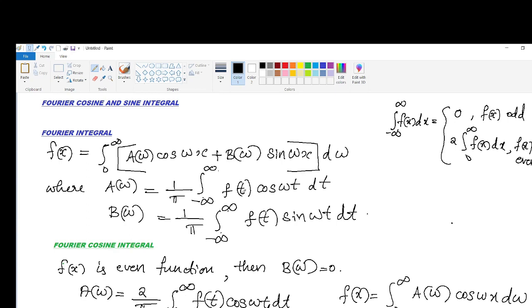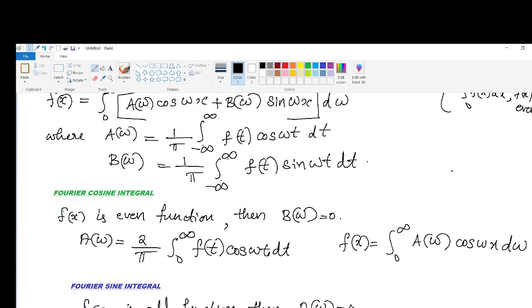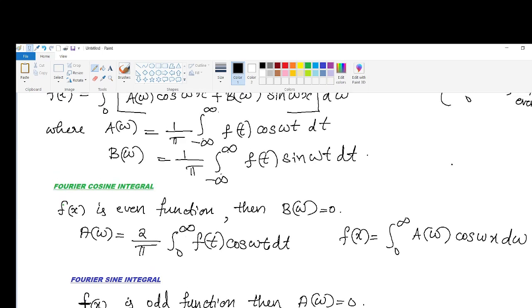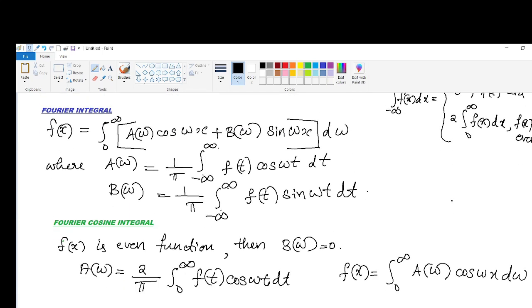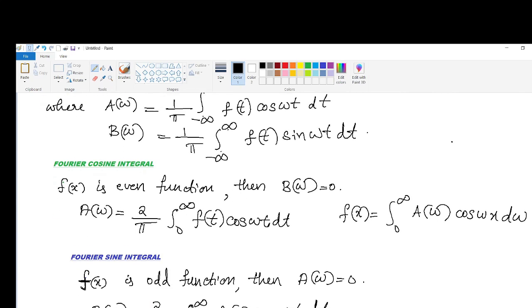Similarly, a(ω): here f of t is even, cos is even, the product is even. So you can apply the second formula here. So that is 2 by pi integral from 0 to infinity f of t cos ωt dt. So the corresponding f of x contains only a(ω), so integral from 0 to infinity a(ω) cos ωx dω.